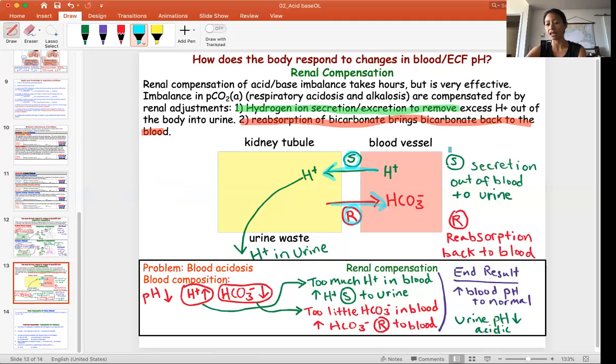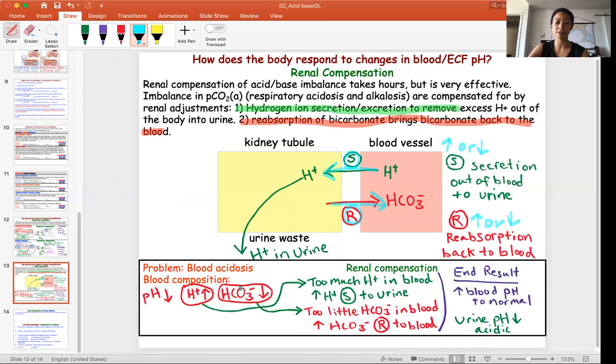However, you are able to change the rate. So you can increase the rate of secretion or decrease the rate of hydrogen ion secretion. And same thing with reabsorption. You can increase the rate or decrease the rate of reabsorption of bicarbonate.